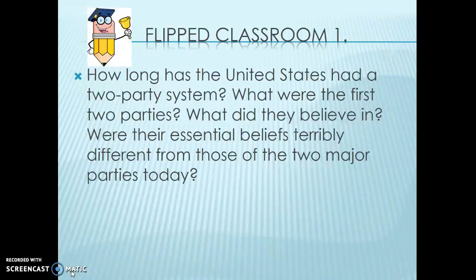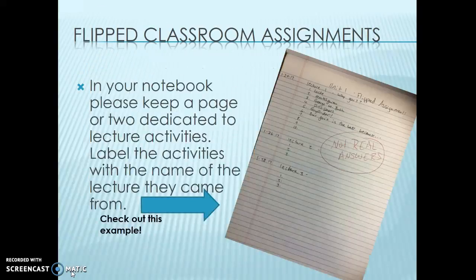How long has the United States had a two-party system? What are the first parties? What do they believe in? What are their essential beliefs? And how are they terribly different from the two parties today? Again, this is the format for your flipped assignments. Those go in your notebook.